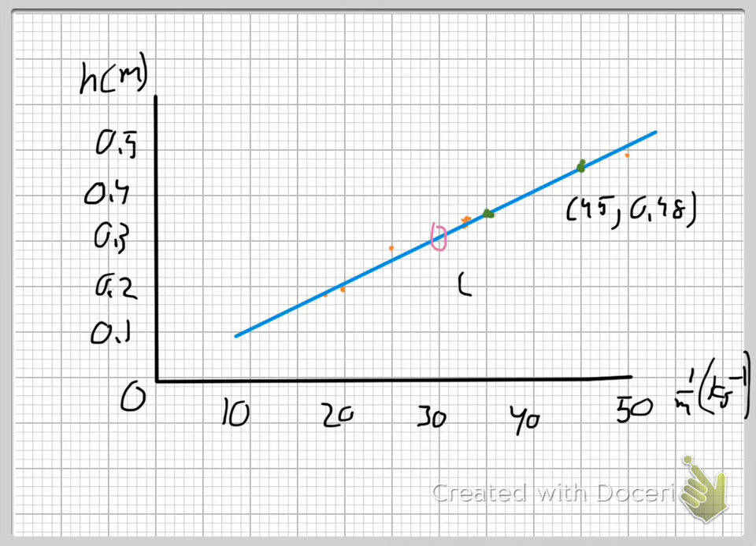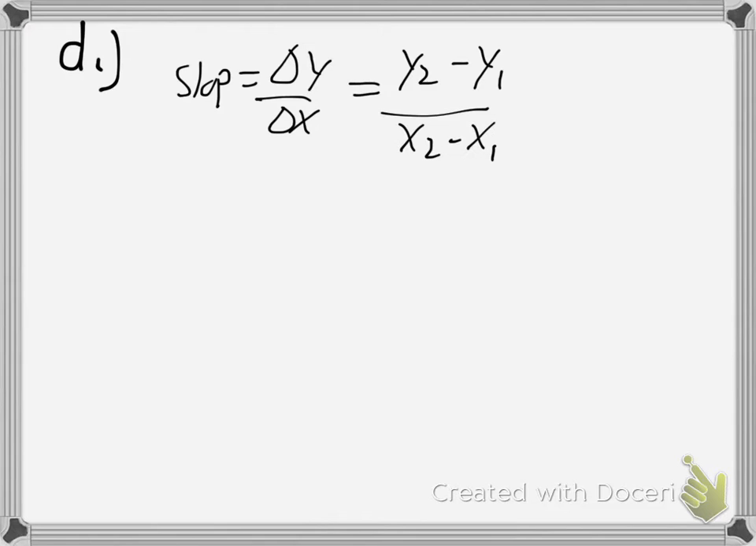Okay, so this one is 35, and it looks like the height is, I messed up a little bit, this would be 0.46. My apologies. Okay, those are our 2 points, and so let's find what this k value is.